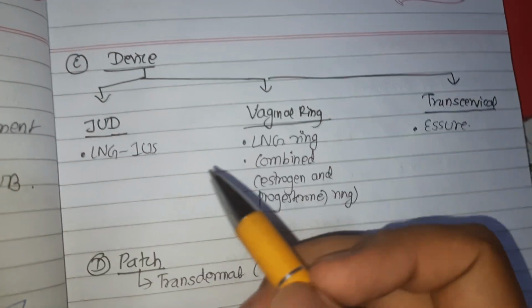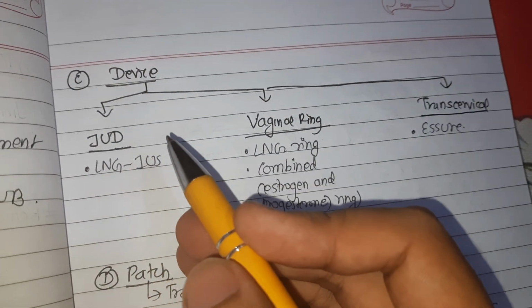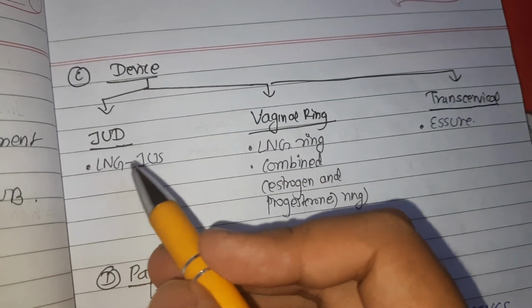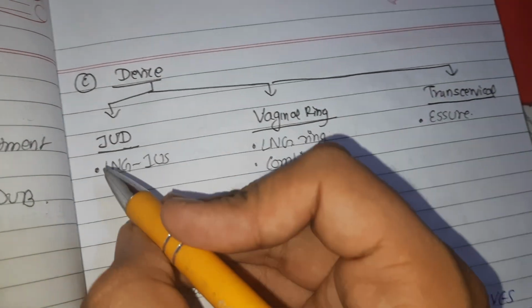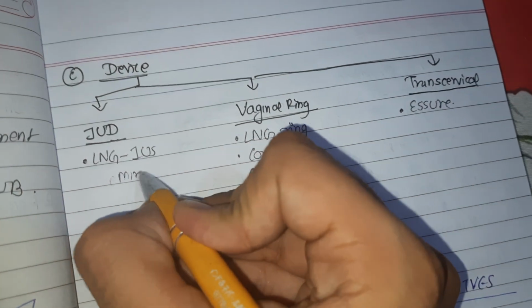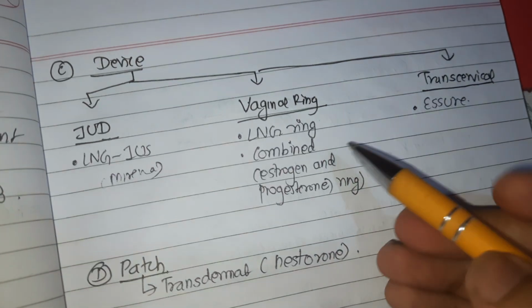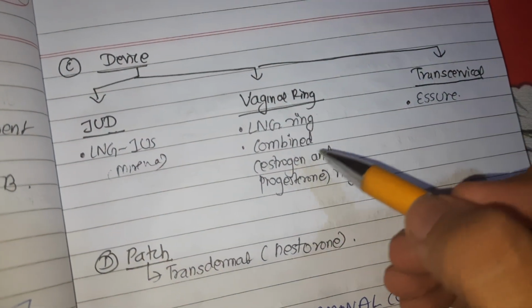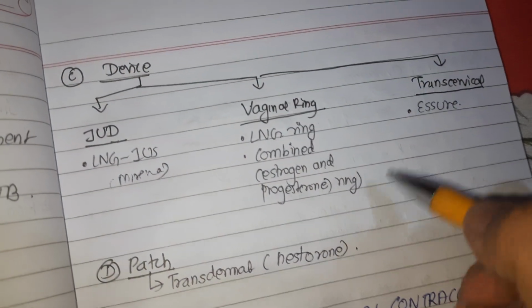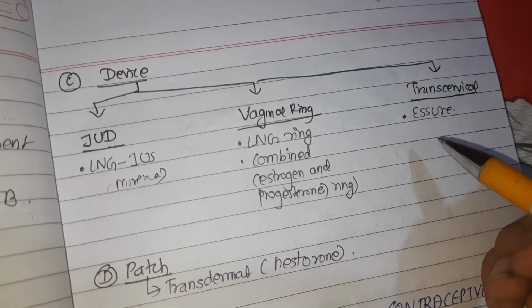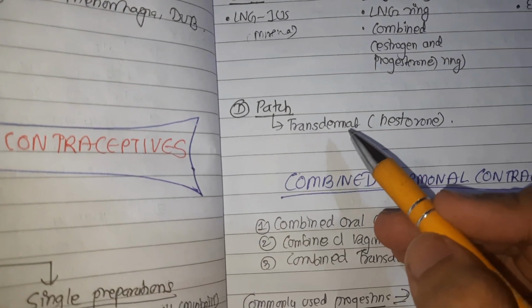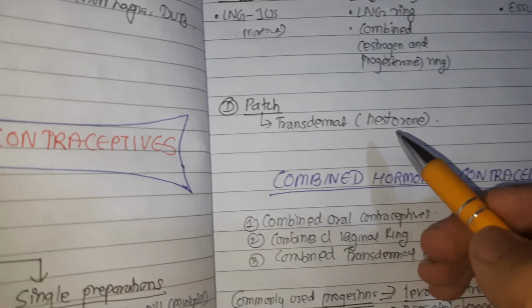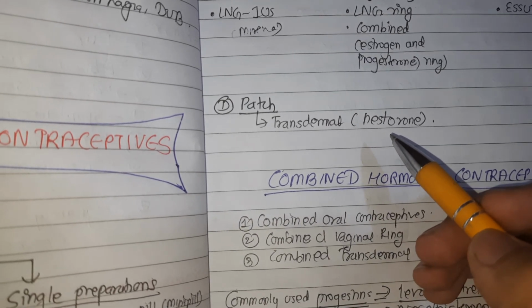Among device-type steroidal contraceptives, in intrauterine devices, we have the levonorgestrel intrauterine system, that is called Mirena, and we have vaginal rings, that is LNG ring and combined estrogen and progesterone ring, and in transcervical we have Essure. And for the patch, we have the transdermal patch, that is Nestorone.